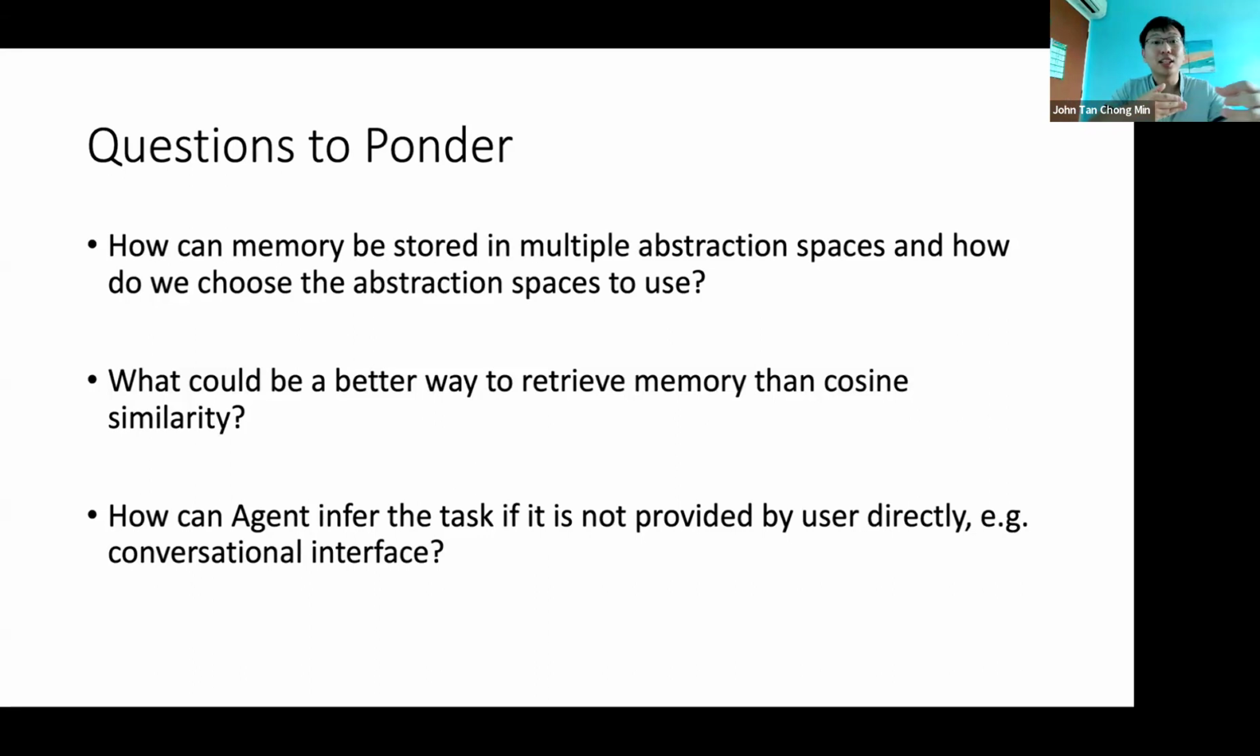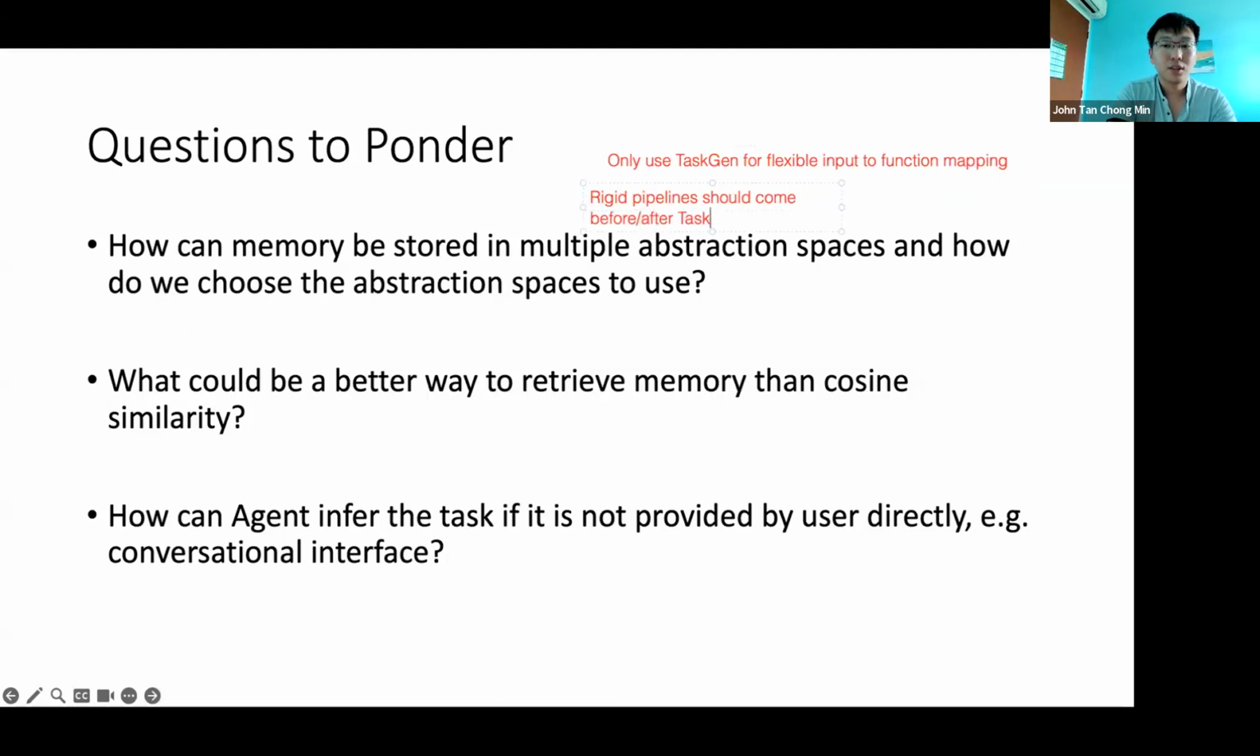Then the second part is where you call TaskGen. Because you should only call TaskGen, okay, let me just put here: only use TaskGen for flexible input to function mapping. If your use case doesn't need flexible input to function mapping, it's a very rigid pipeline. Rigid pipelines should come before or after TaskGen, or be put inside one of the equipped functions.